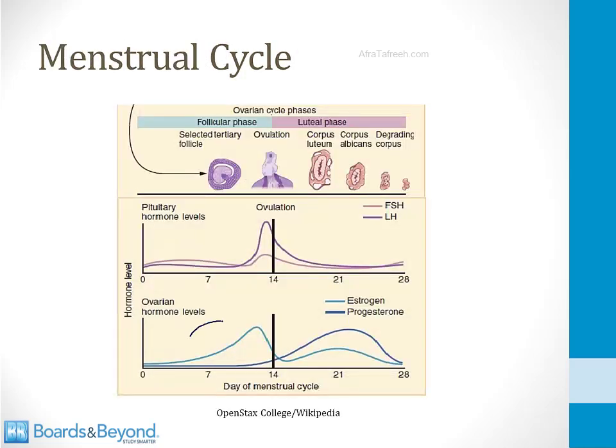If we go back to this slide, I told you how estrogen levels rise during the follicular phase of the menstrual cycle. That rise in estrogen levels stimulates the uterus, and that drives the proliferative phase of the uterine cycle.